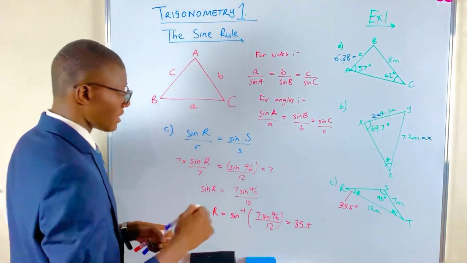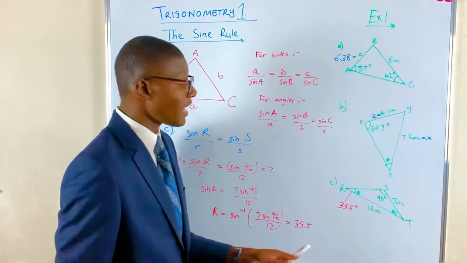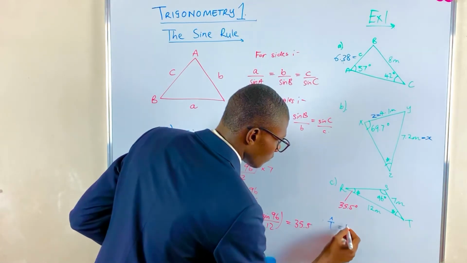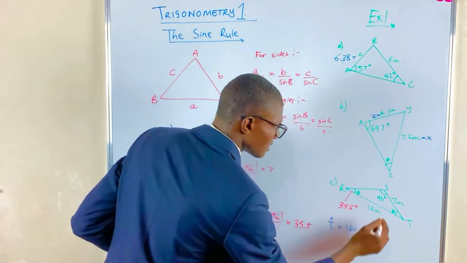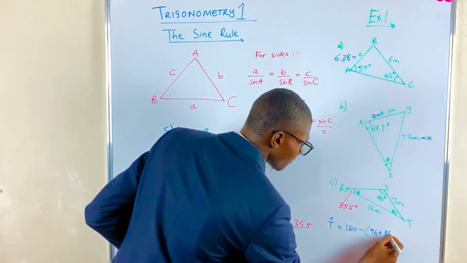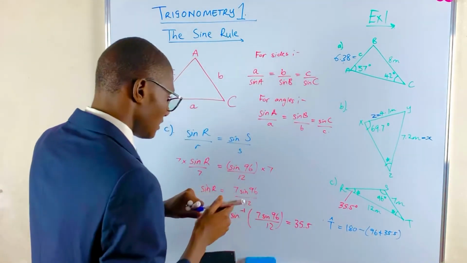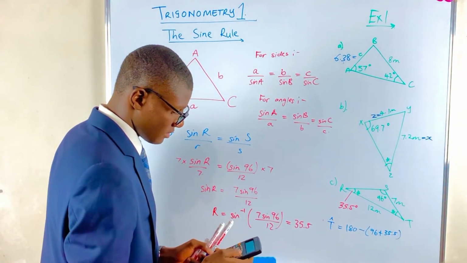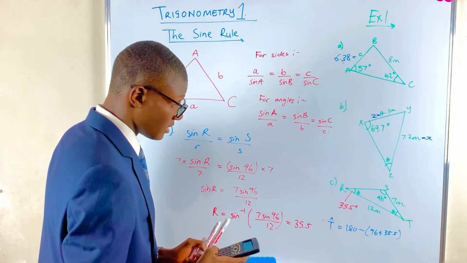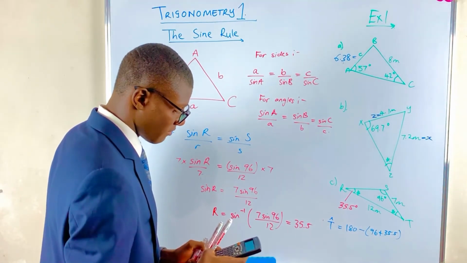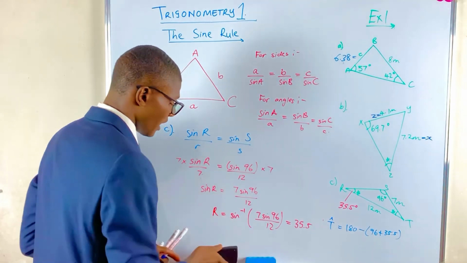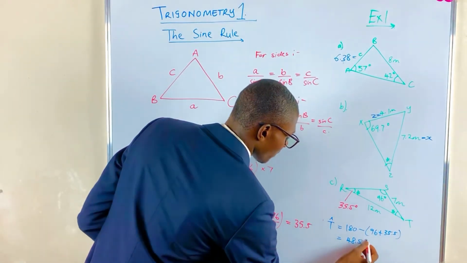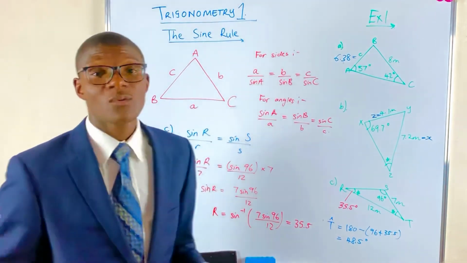Now to get angle T, we're simply going to say that since the angles inside a triangle add up to 180, angle T would be 180 minus 96 plus 35.5. So 180 minus 96 plus 35.5 will give us 48.5. So the angle T would be 48.5 degrees. Okay, so this was the sine rule.